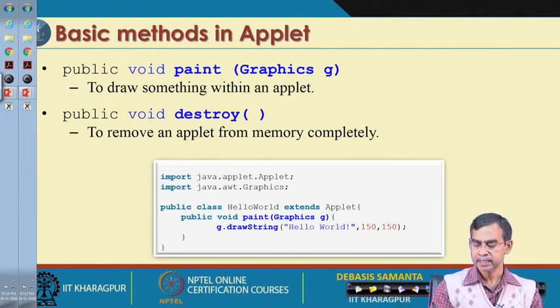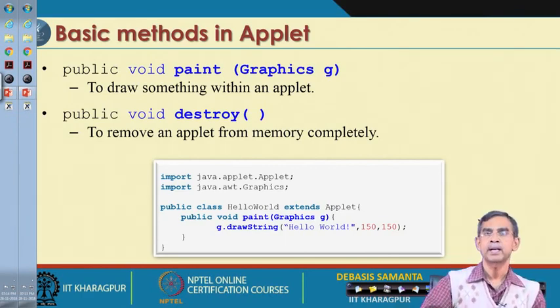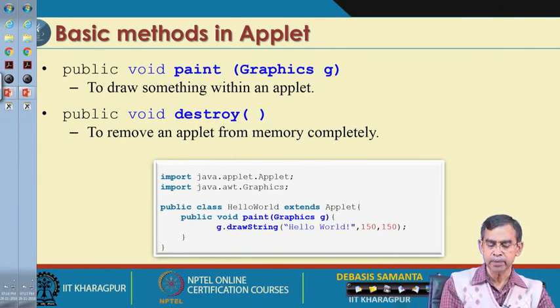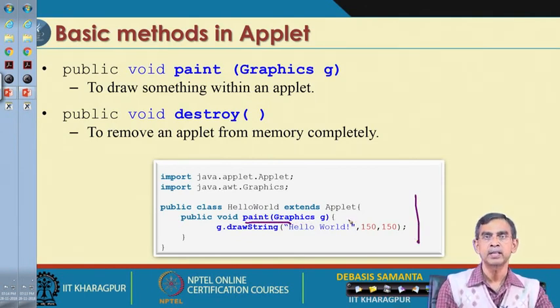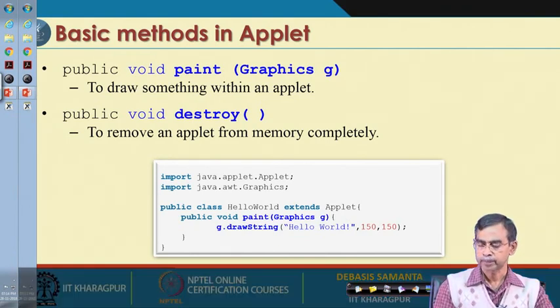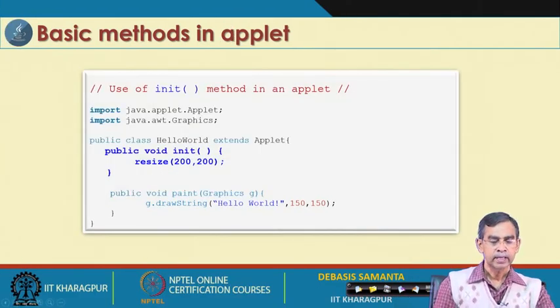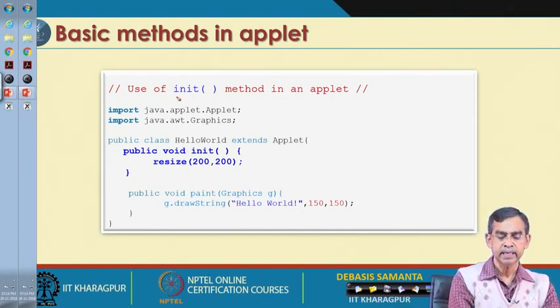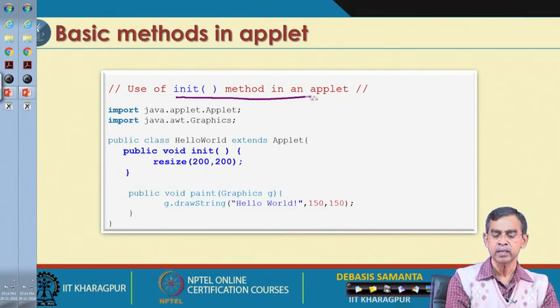Now, let us first discuss very quickly the different methods and how we can write code for all these methods in our own applet. So, using the paint method, as you have already used it, I will discuss the other methods like init and stop, and how they can be incorporated in your applet code. Now, here let us have a quick look at this program. This is an idea about how we can declare the init method in an applet.